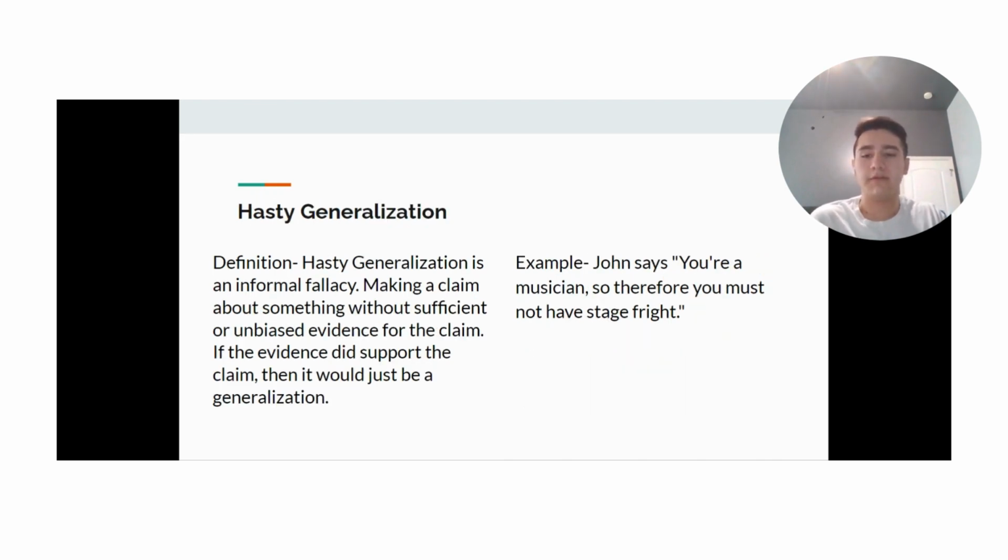My next fallacy that I chose is hasty generalization. This one is another informal fallacy, making a claim about something without sufficient or unbiased evidence for the claim. If the evidence did support the claim, then it would just be a generalization. An example that I chose was when John says, "You're a musician, so therefore you must not have stage fright."